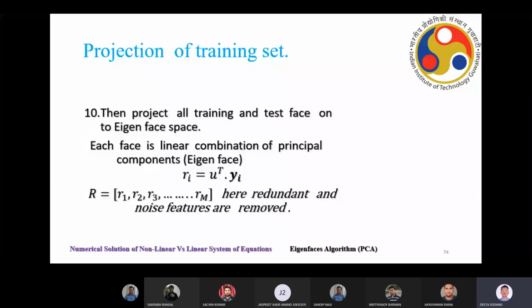So step 10, the last one again also. Project all training and test faces onto the eigenface space. Each face is a linear combination of principal components or eigenfaces. The formula is Ri equals U transpose times Yi, where R is equal to all the given vectors, R1 up to Rm.